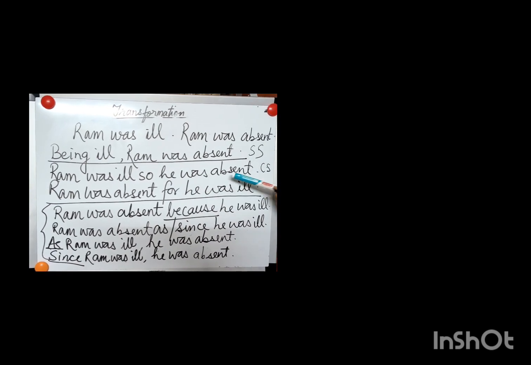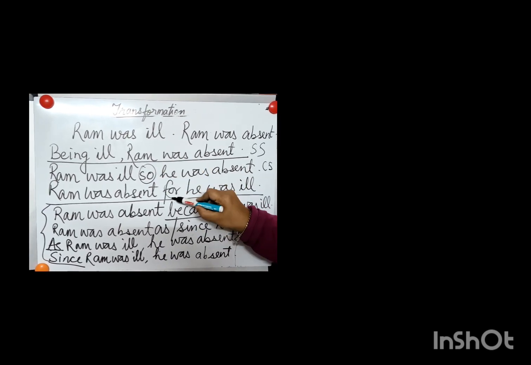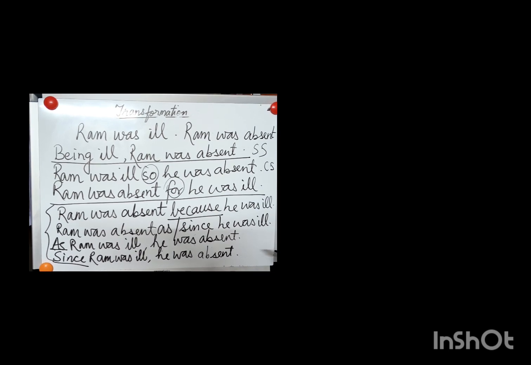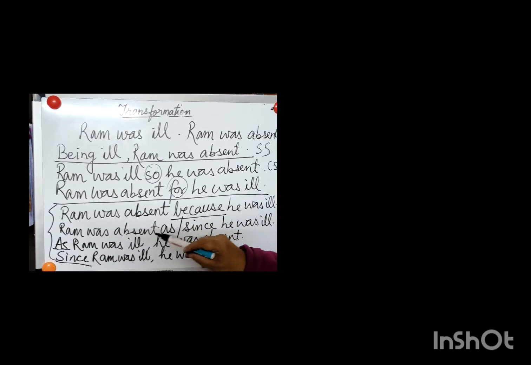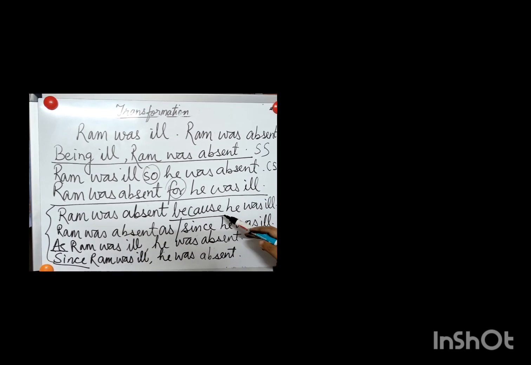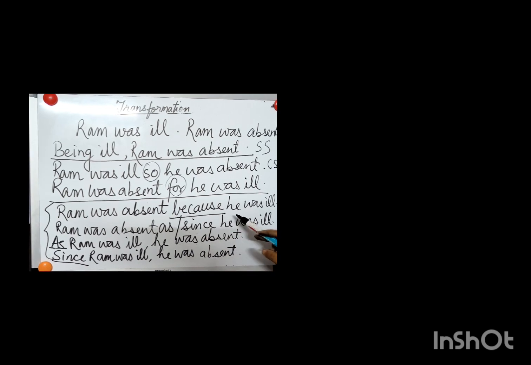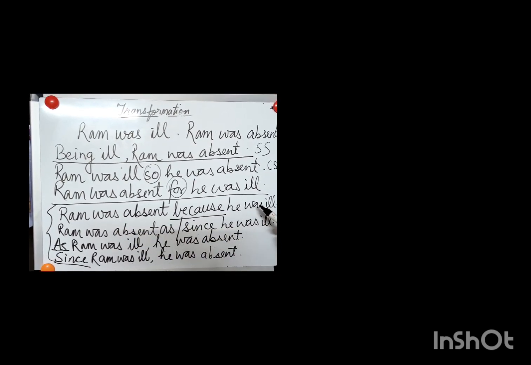Just as the compound sentences are made with the help of coordinating conjunctions, in the same way, the complex sentences are made with the help of subordinating conjunctions. Like because, as, since, they all give you the reason. So if we use any of these, we will get the reason for Ram's absence. So we can write that Ram was absent because he was ill.